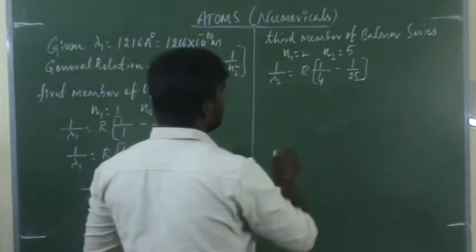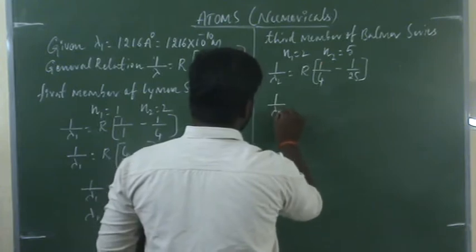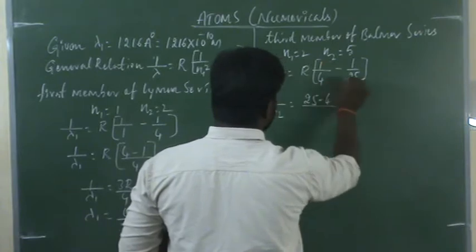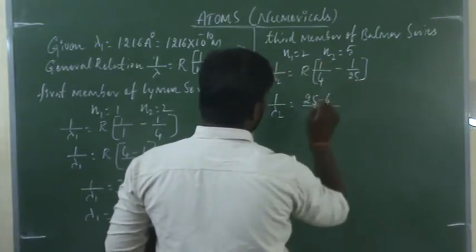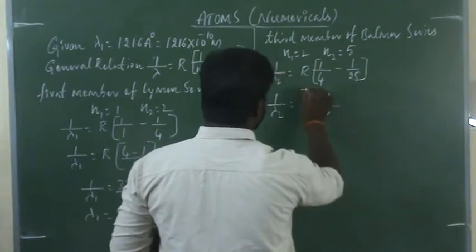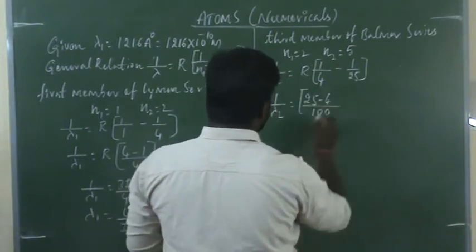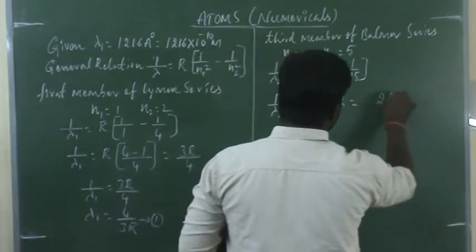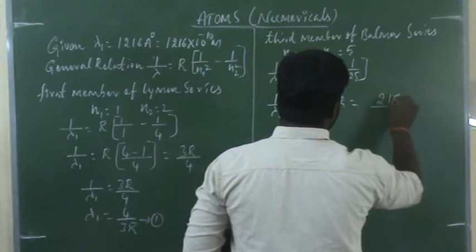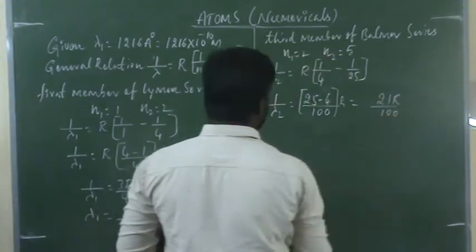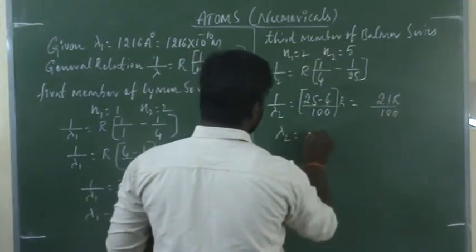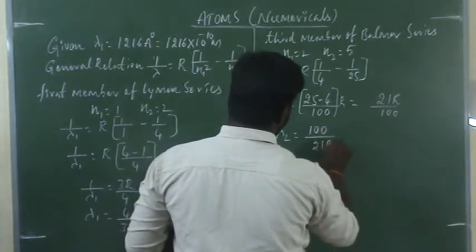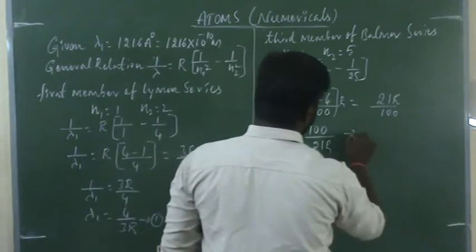So 1 by lambda 2 equals 25 minus 4 divided by 4 into 25, 100, into R, which is 21R divided by 100. We write it like this: lambda 2 is equal to 100 by 21R. We call it equation 2.